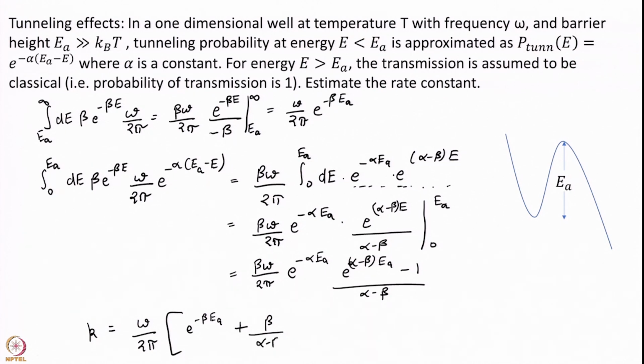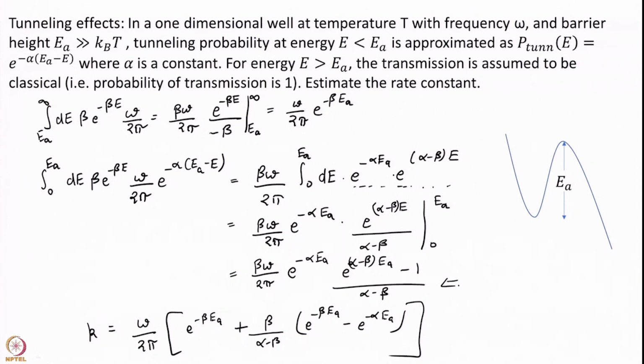Beta over alpha minus beta, and I just take this thing inside. So, I get e to the power of minus beta E A minus e to the power of minus alpha E A. So, I have just simplified the second part a little bit here, but that is not very important. Like, the important thing is the concept of how to set it up.